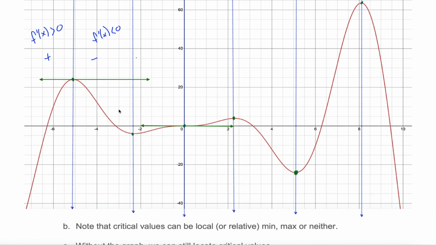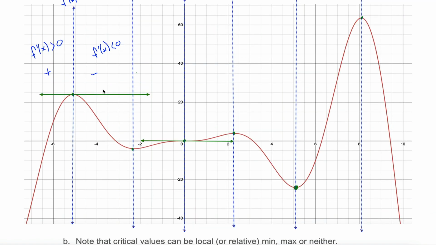And the exact same logic works for relative minima. If our first derivative switches from negative to positive, like it does at this critical value, that means we used to be going downhill, we stopped at the critical value, and we started coming back uphill. Anytime your first derivative switches from negative to positive, that critical value must be a local minimum.